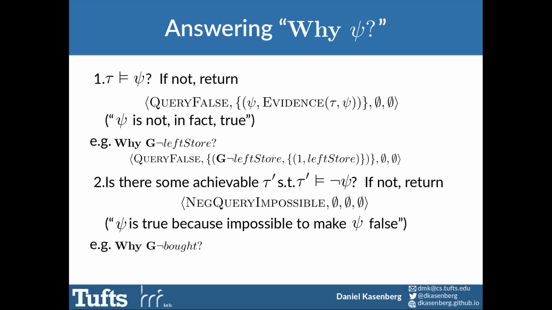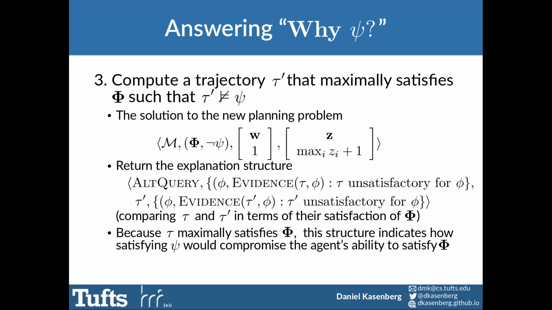Otherwise, we compute an alternate trajectory tau prime that maximally satisfies the agent's specifications subject to the constraint that psi must be false on tau prime. To do this, we construct a new LTL planning problem augmented with not psi as a new specification with priority greater than all other specifications. We return an explanation structure which shows which specifications were violated by tau and tau prime respectively, along with evidence supporting each such violation. In effect, this allows the agent to respond to why did you make psi true with because making psi false would require me to violate more important specifications than those I actually violated.